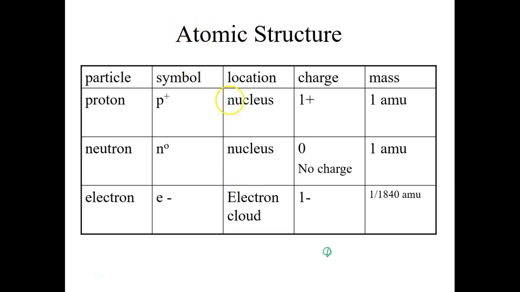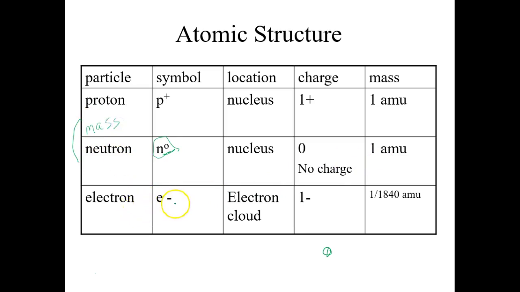Protons. This is that chart we had in the other one. Protons are positive. They're in the nucleus. They have a charge of +1 and 1 AMU. Neutrons are neutral. This is the sign for neutral right here. That's something new. The nucleus, it has no charge, so it has 0 charge, 1 AMU. Again, remember, this is where the mass is.